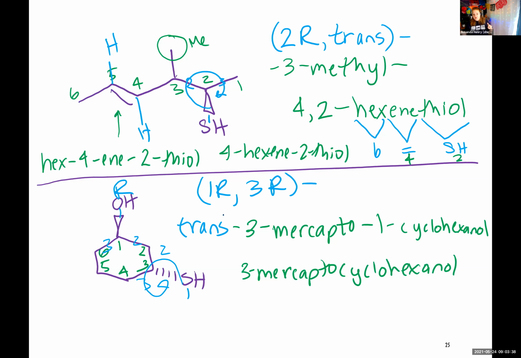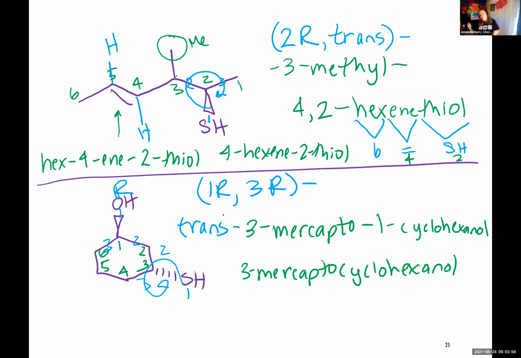Both would be correct. We can only use trans with rings if there's 2 substituents. If there's 1 substituent, 3, 4, 5, none of those work. It only works if there's 2. And so that's why I say this one's easier, because all we're doing is saying, okay, there's 1 dash and 1 wedge. That makes it trans.